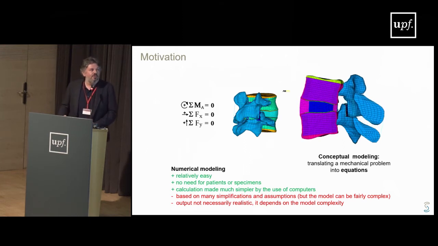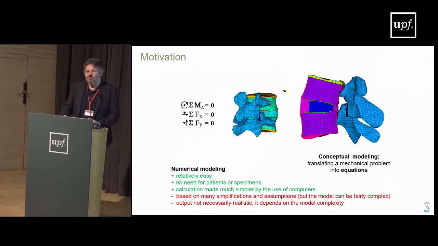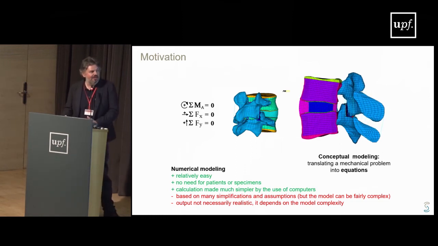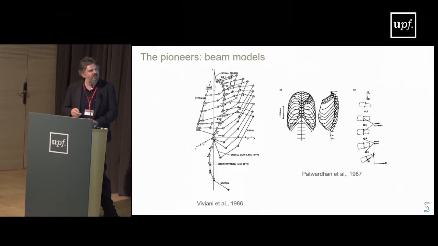Next step, of course, is using a computer. If we have a computer, we can still make a mathematical model, typically a finite element model, and use the computer to solve the millions of equations that we are going to have. The computer makes it very practical and very accessible. We still have simplifications and assumptions, but the model can be fairly complex. And the more complex the model becomes, the closer we get to the results that we would have from in vivo measurements.